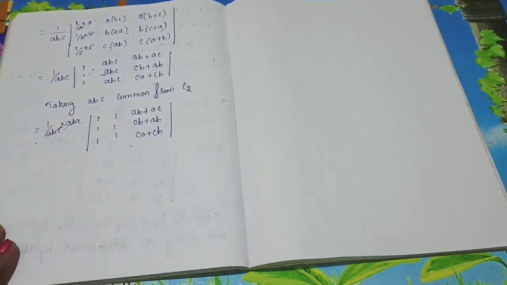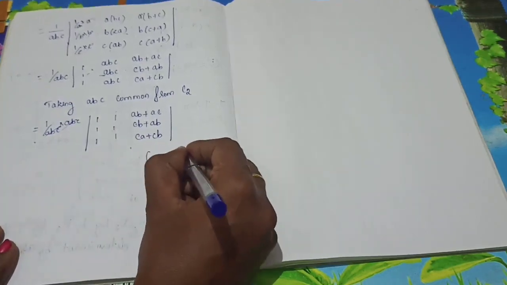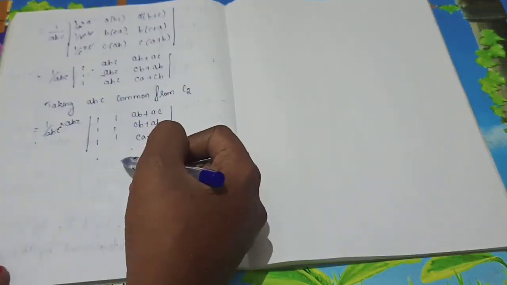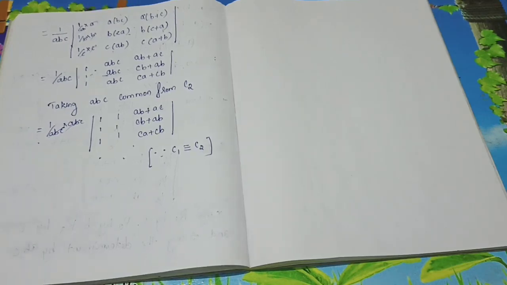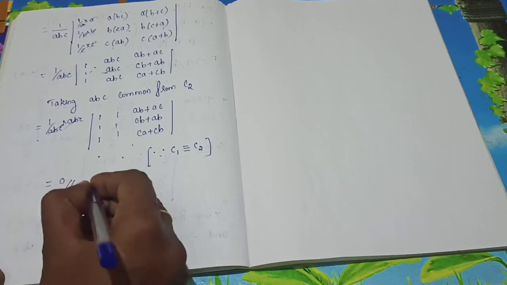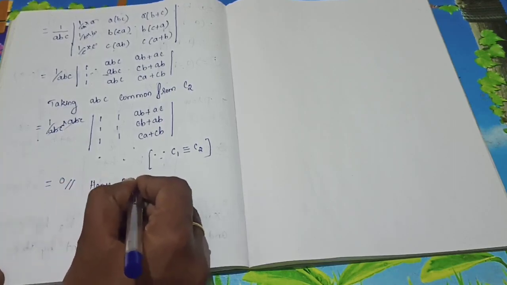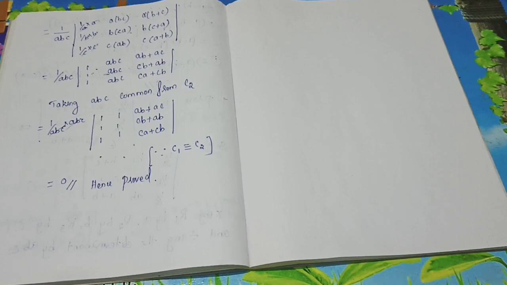Now I have explained one property. What I explained? If any two rows or columns are identical, here C1 and C2 are proportional or identical. In C1 all the numbers are 1, in C2 all the numbers are 1. So both are the same, correct? So how will we conclude the answer? C1 and C2 are proportional or identical, so the determinant value is equal to 0. Hence proved. Understand? If any two columns or any two rows are identical, we will say the determinant value is equal to 0. You learned that in the property. So if you use that property, we will get 0.